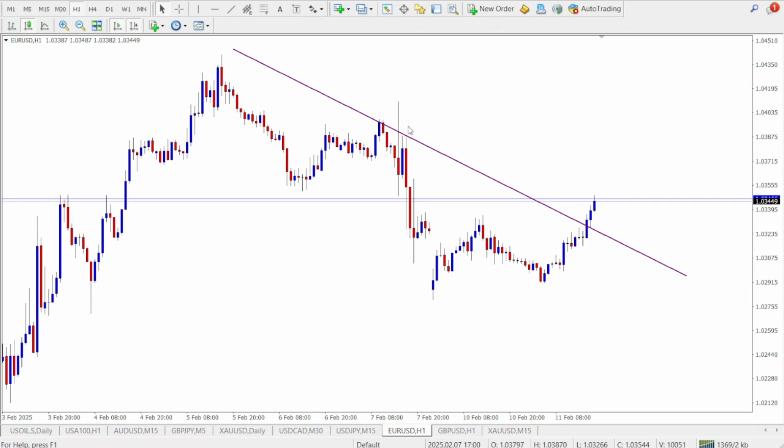Secondly, compare interest rates. Currencies with higher interest rates tend to be stronger. Finally, follow economic data. Strong economic growth supports a strong currency. So by analyzing these factors together, you can determine the best currency pairs to trade at any given time. Now that wraps up our guide on how to analyze currency pairs like a pro.